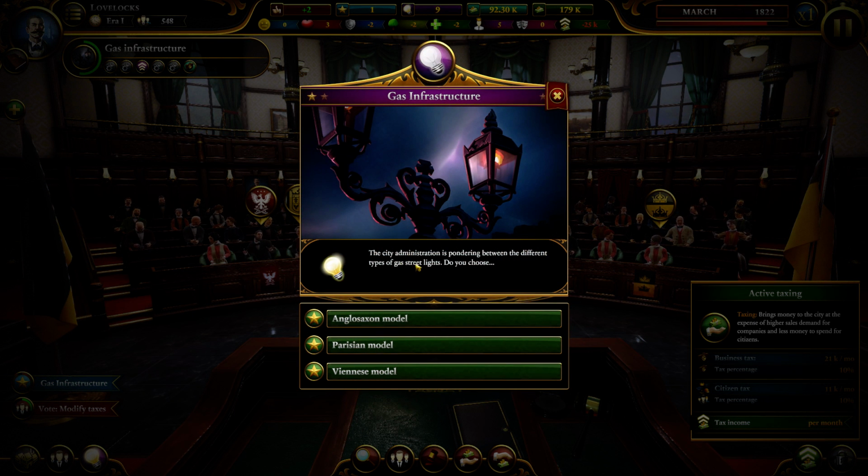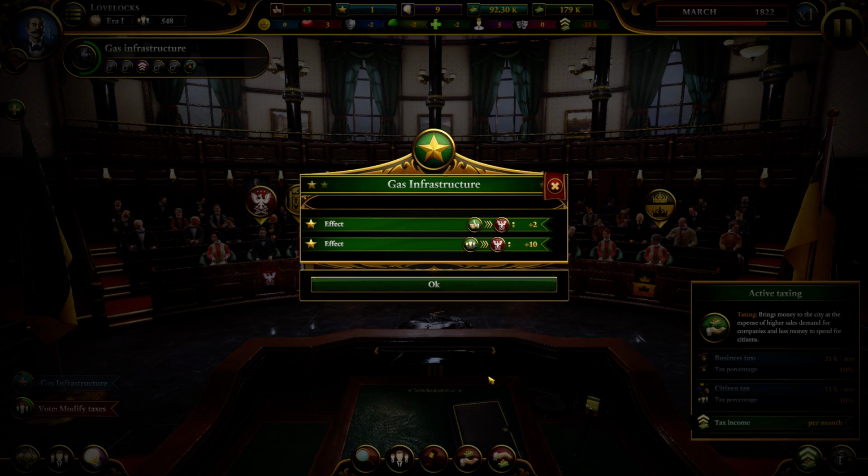Gas infrastructure research. Ponder between the different types of gas street lights. Oh, I have to choose. Oh, that's cool. We get to choose the way our city looks. Anglo-Saxon, Parisian, Viennese. I guess we'll go Viennese. Let's go Viennese. Gas infrastructure. What is this? Oh, is this... Have we... Oh, I guess we finished it.